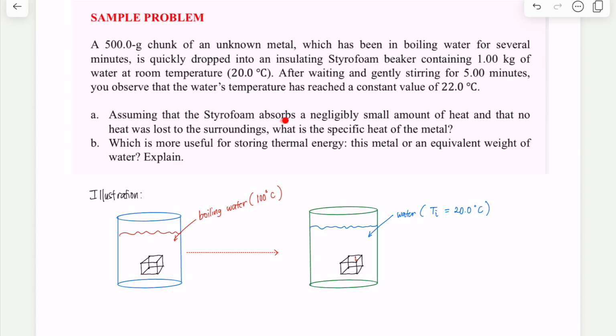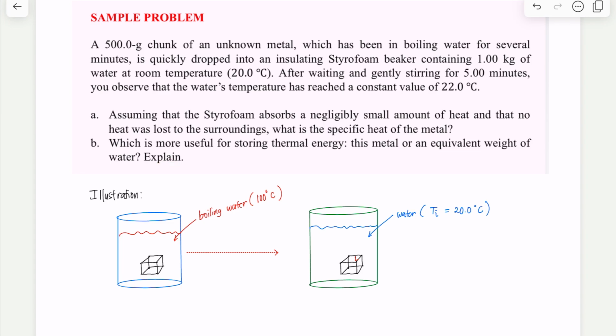A. Assuming that the styrofoam absorbs a negligible amount of heat and that no heat was lost to the surroundings, what is the specific heat of the metal? B. Which is more useful for storing thermal energy, this metal or an equivalent weight of water, and explain.